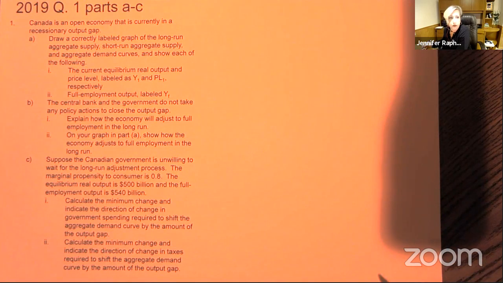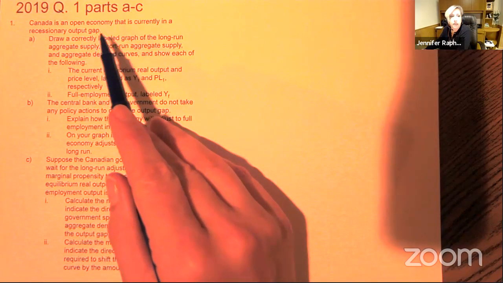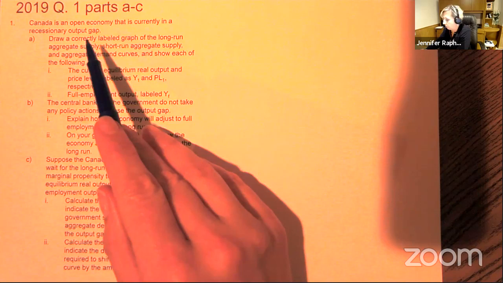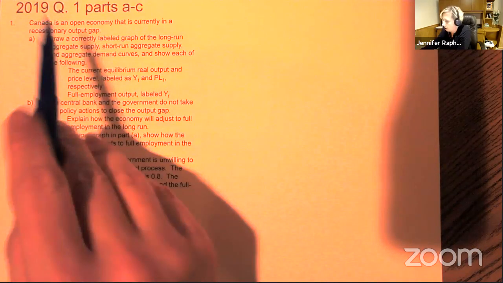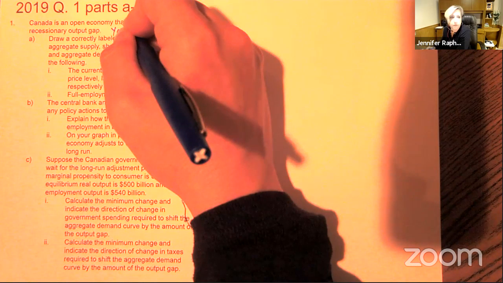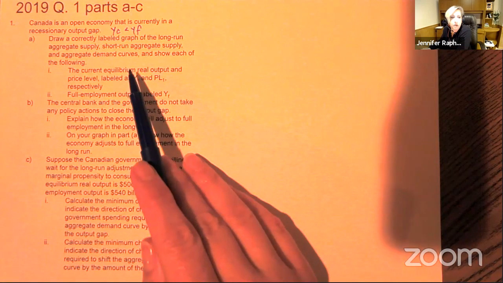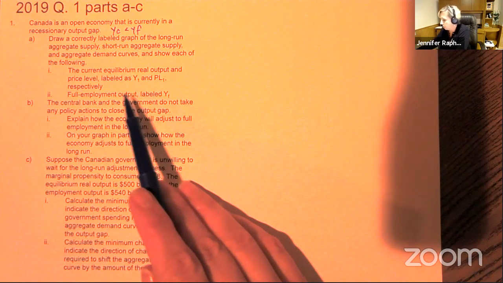All right, so we're told that Canada is an open economy that is currently in a recessionary output gap. Okay, so we know our initial condition. We know that our current output is less than our potential output. Draw a correctly labeled graph of the ADAS model and show each of the following. So we can do that real quick.